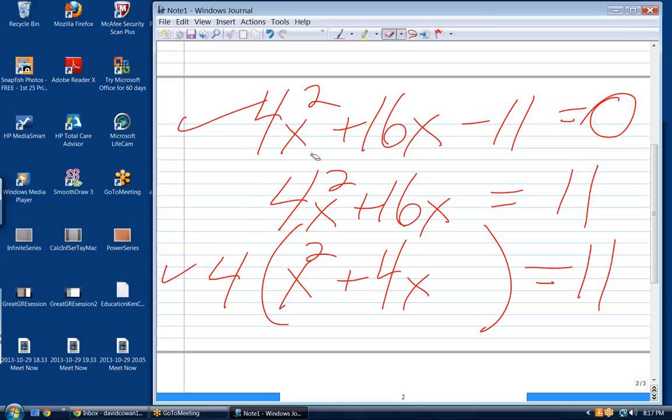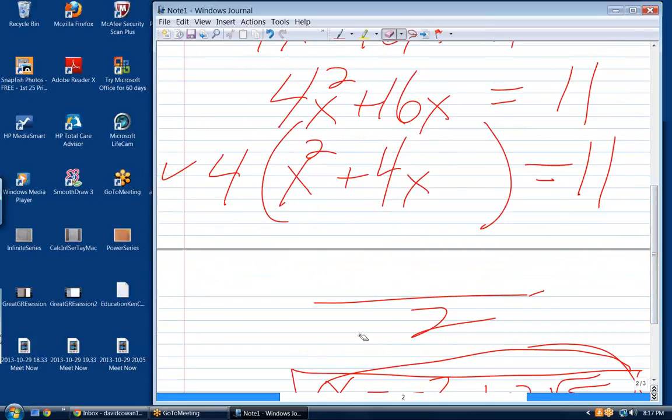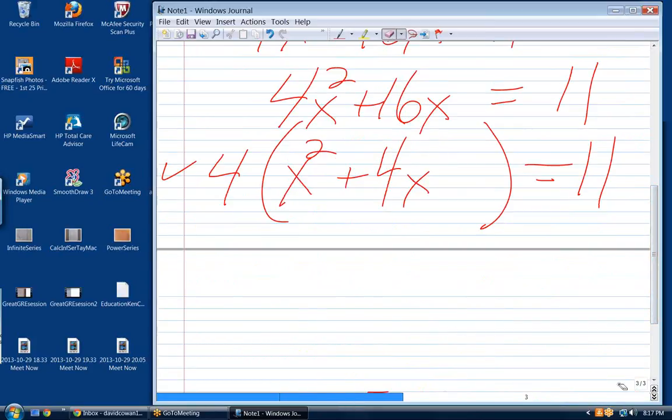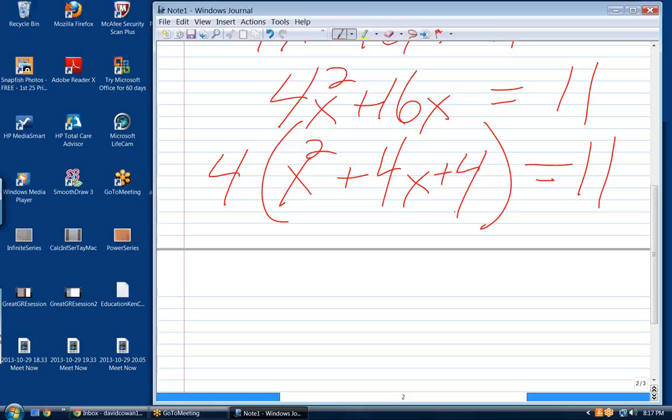With me? Now, let's complete the square on the part that's inside the parentheses, because that's the only thing we can work with. So what do I have to put here? 4. Now, what have I just done to the left side of the equation when I wrote plus 4 in there? How much have I added to the left side? 16. So I got to add 16 to the right side of the equation.